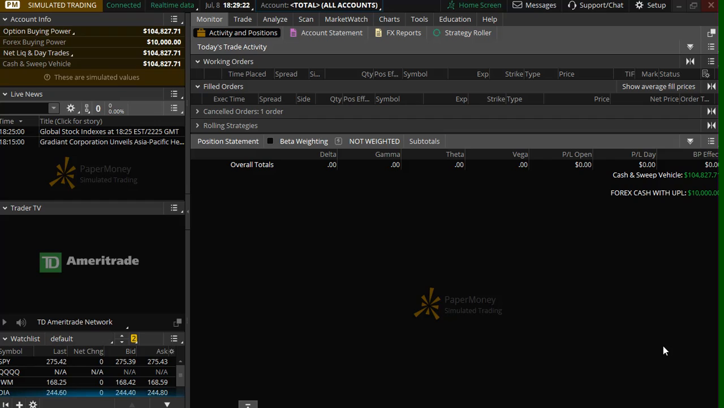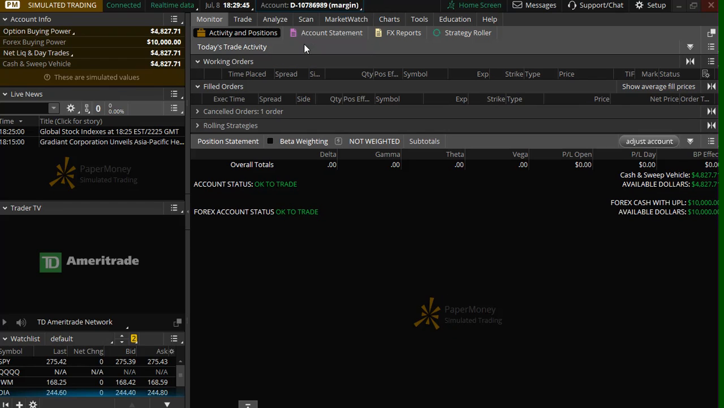Before I get into how to enter the order, I need to reset my balance from the last challenge. For this challenge, we're going to set it to be 10,000 as opposed to 5,000 in the first challenge. The first thing you'll notice is that my account shows all accounts. I need to change this to say margin, because there's two accounts, margin and IRA. So when I change it to margin, you'll see that I have a balance of 4,827. That was how my balance ended in the last challenge.